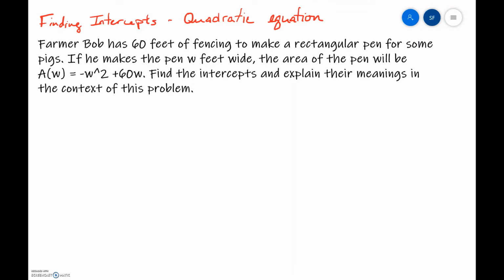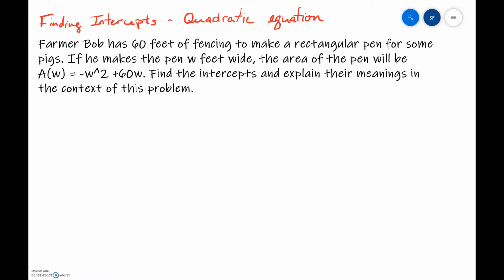So last video, we talked about how to find intercepts if you had a linear equation. This time, let's do the same thing by using a quadratic equation. So again, the difference between this quantitative reasoning class and an algebra class is you have to know context. So let's take a moment and talk about context. Let's talk about what each of the letters mean.